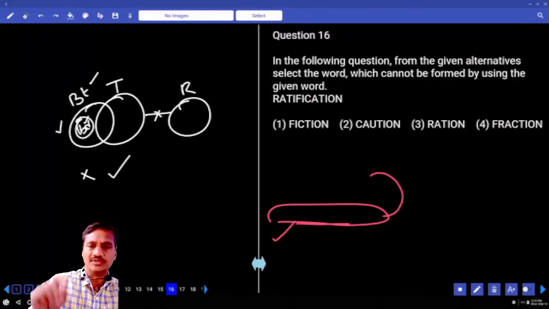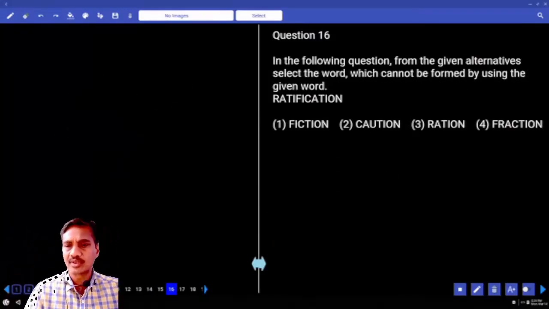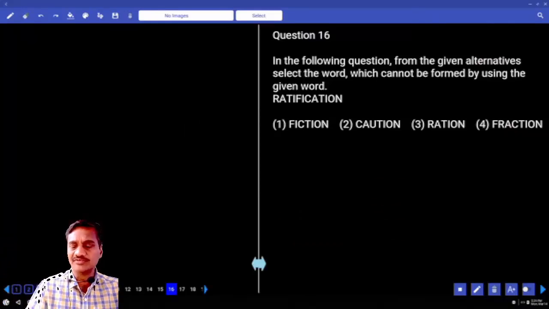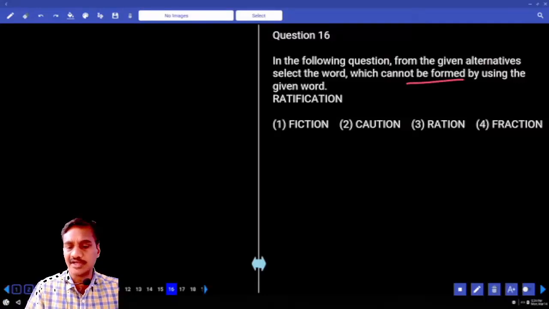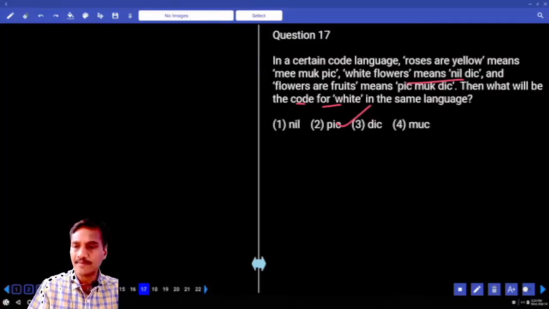Then the 16th one. Now in this question number 16, now we need to find out the word that cannot be formed. Fiction: F-I-C-T-I-O-N. Yes, it can be formed. Next one, caution, C-A-U. U is not there, hence this word cannot be formed. That is the choice to question number 16.